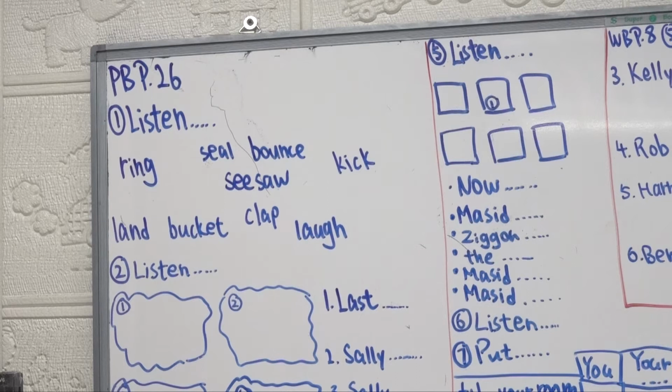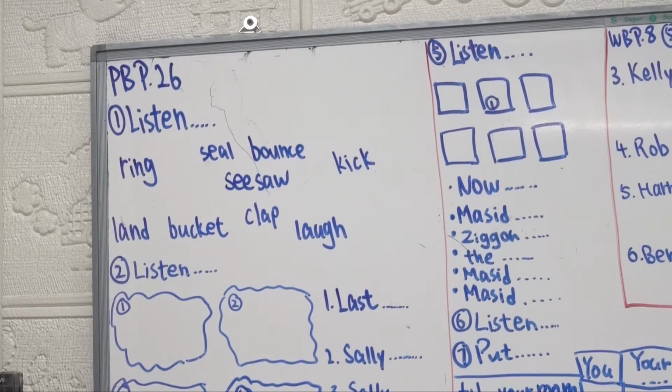Bounce. Okay, bounce. Next one is seesaw. All right, seesaw is one of the games in the playground you can see, right? Seesaw. In front of you. Next one is kick. What do you kick? You kick the football, right? All right, next one in front of you is land. All right, when the plane is flying, after that it has to land on the ground, right? It has to land on the ground in order to get off the plane, right? Land. And then next one is bucket.